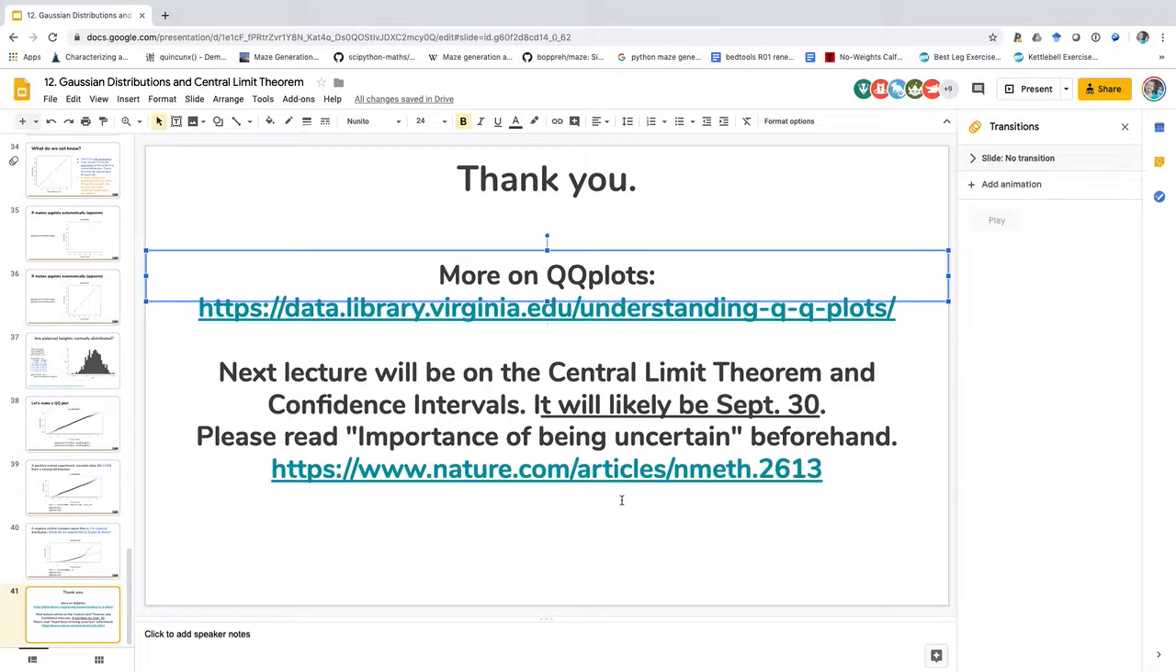If you could, before September 30th, read this 2 to 2.5 page article called The Importance of Being Uncertain. It sets up the motivation for t-tests and primarily the central limit theorem.